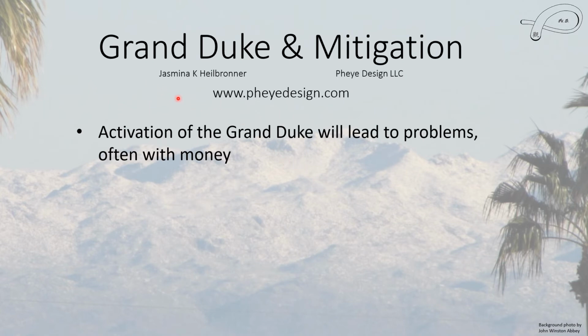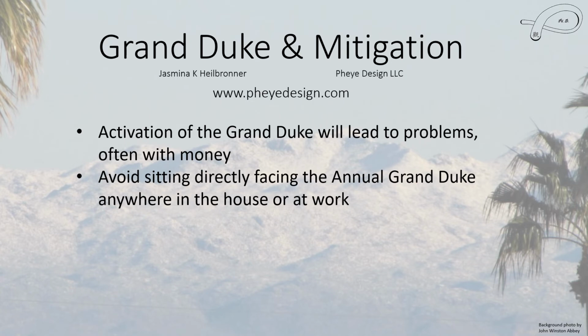If you activate the Grand Duke, you tend to have problems often with money, but it could be other things, but usually it's money. You want to actually avoid sitting facing the Grand Duke during that year, anywhere in your house or at work. It can be very hard to do this at work, so don't worry about it. And it tends to more affect your company than you, but that can affect you too if your company has real problems. The nice thing is the Grand Duke's only 15 degrees, so it doesn't take much to shift the room a little bit so that you're not sitting facing that, like when you're watching TV or eating or something like that.